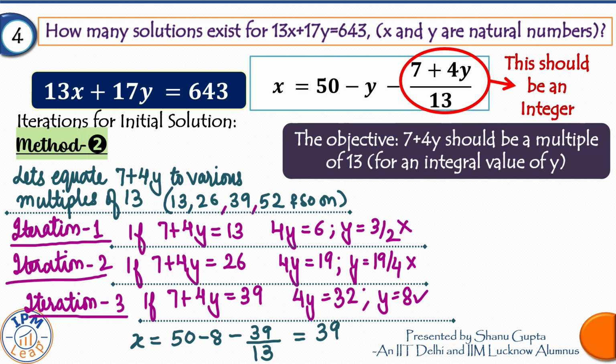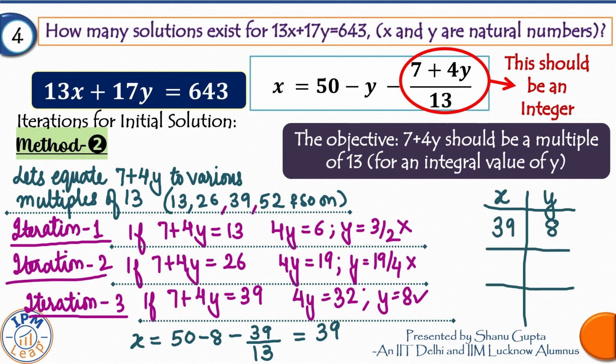Now it's time to draw up the list of other solutions. The smallest value of y possible is 8. So let us increase y. And the pattern for special equation says that from one solution to the next, if y increases by 13, which is the coefficient of x, then x decreases by 17, the coefficient of y. So y is equal to 8 plus 13, which is equal to 21, and x is equal to 39 minus 17, which is equal to 22.